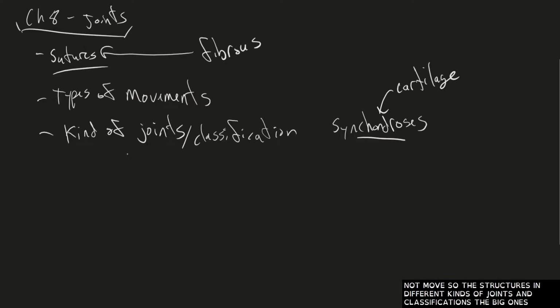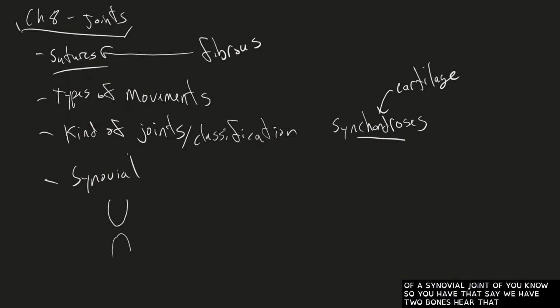The big ones are the synovial joints. Make sure you understand the breakdown of a synovial joint. Let's say we have two bones here that articulate with each other. There's a synovial membrane here which secretes synovial fluid into this space so that when these two bones move, it prevents the buildup of friction. Then there's a connective tissue on the outside which holds this all together. So that's a general breakdown of a synovial joint, and that synovial fluid is produced by that synovial membrane.